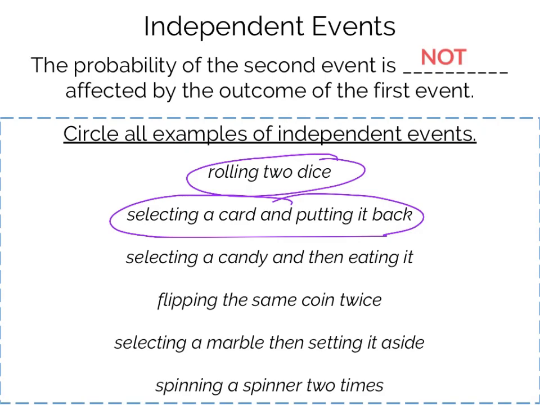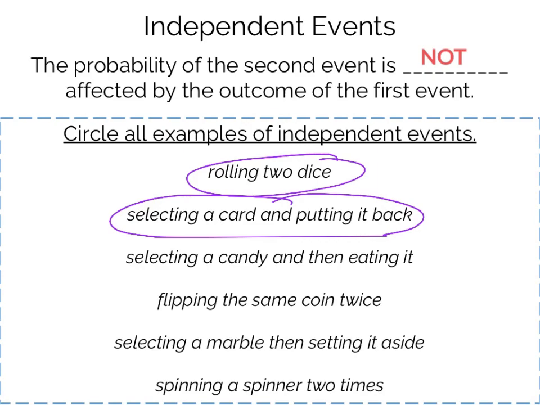The next example, selecting a candy and then eating it, that is not going to be independent. If I eat one of the candies, I've now prevented the next person from getting that candy. It's going to change the total number of outcomes because now there's less candy in the jar. So that is not an independent event.